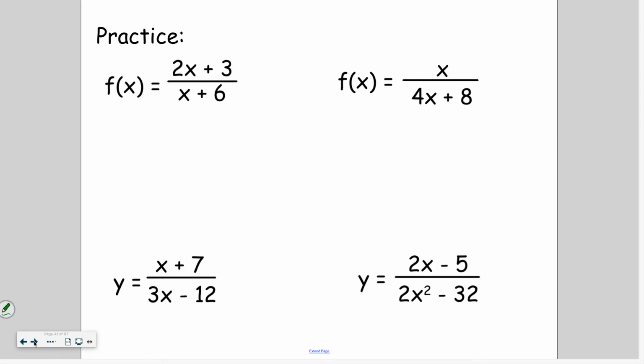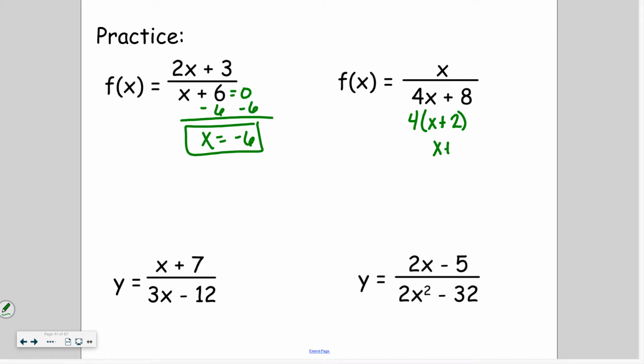We cannot factor this first one. So we're going to set the bottom equal to 0. And we're going to solve. So x is equal to negative 6. Okay? We look at the second one. We can factor by taking out a 4. Okay? Now we're going to take and set that equal to 0. There's nothing we can cancel out. So x plus 2 is equal to 0. Solve it out. And there you go.